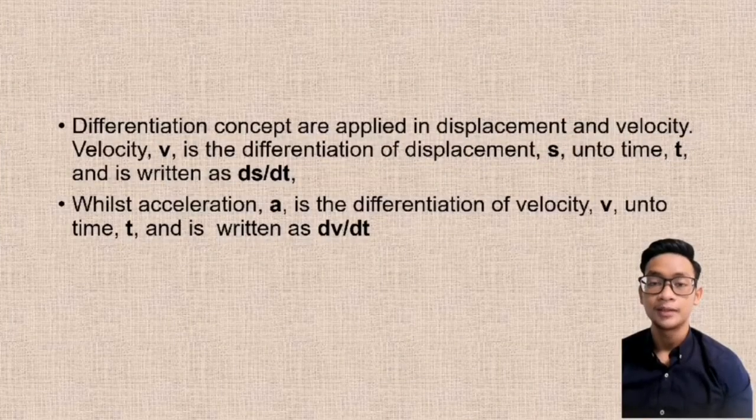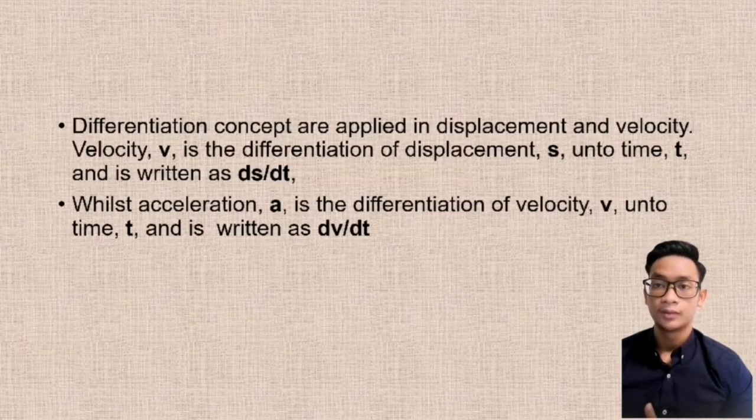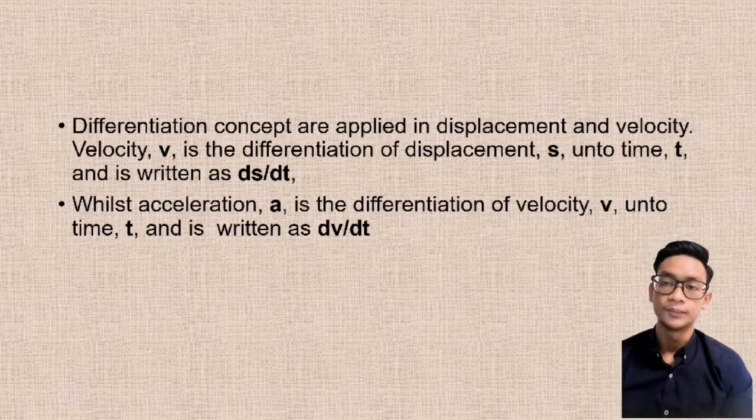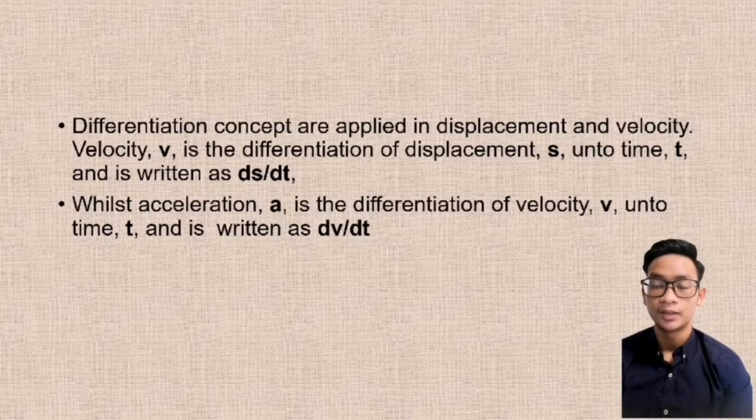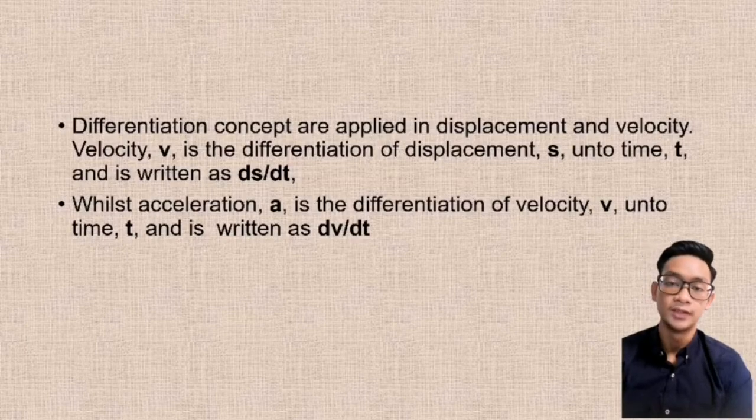Differentiation concepts are applied in displacement and velocity. For example, velocity, the symbol is v, is the differentiation of displacement, the symbol is s, with respect to time, the symbol is t, and is written as ds over dt. The next example is acceleration, the symbol is a, which is the differentiation of velocity, the symbol is v, with respect to time, the symbol is t, and is written as dv over dt.